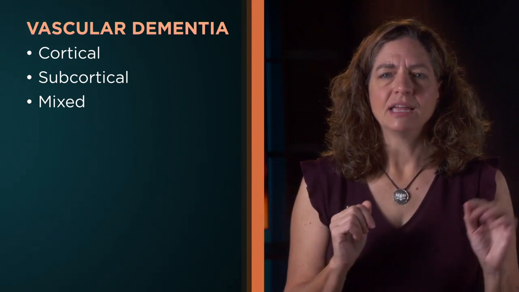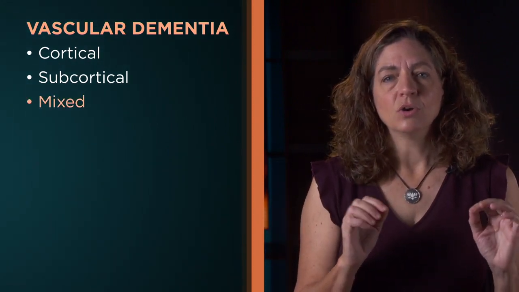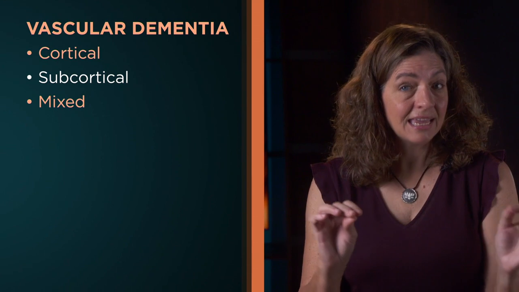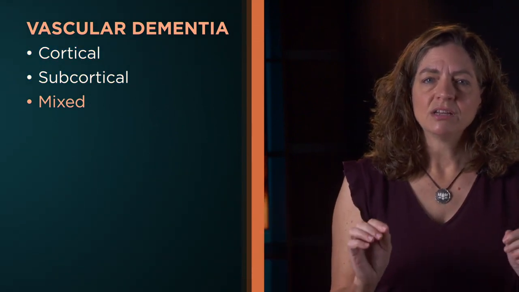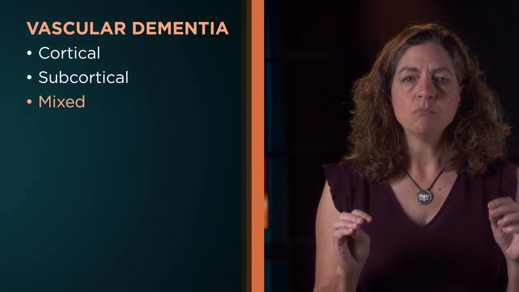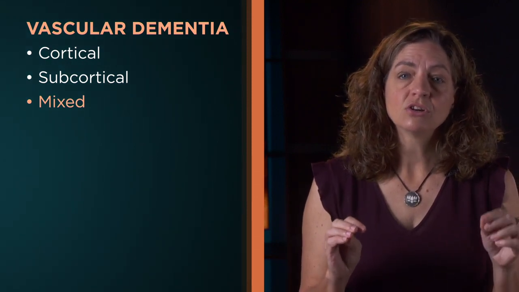Our third category is mixed dementia, which consists of cortical and subcortical vascular pathology. With mixed dementia, physical pathology representing more than one type of dementia occurs simultaneously in the brain. The most common mixed dementia is Alzheimer's disease, where one sees amyloid plaques and neurofibrillary tangles, combined with vascular dementia. The second most common mixed dementia is a combination of Alzheimer's disease and dementia with Lewy bodies.